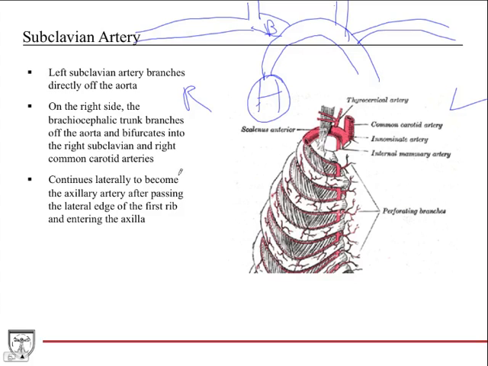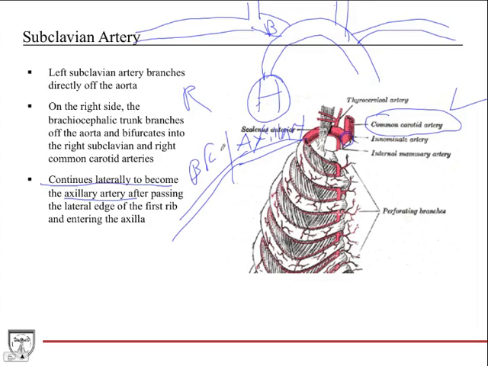Now, on both sides, the subclavian artery continues laterally to become the axillary artery after passing the lateral edge of the first rib. So you can see that the subclavian artery here is coming off this brachiocephalic trunk. Here's the common carotid artery going up to supply the brain. And then you have the subclavian artery traveling here, and after it reaches the lateral edge of the first rib, it goes on to become the axillary. It's still the same structure, same vessel. It's just named differently depending on what region it's running through. And then after it passes out of the axilla, which is basically the armpit, it becomes the brachial artery in the upper extremity.